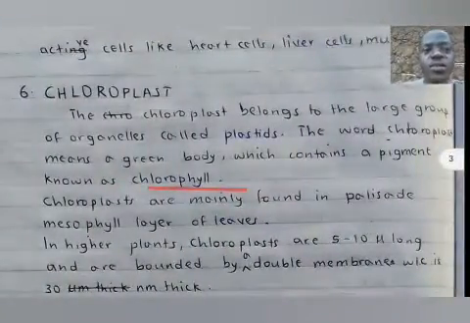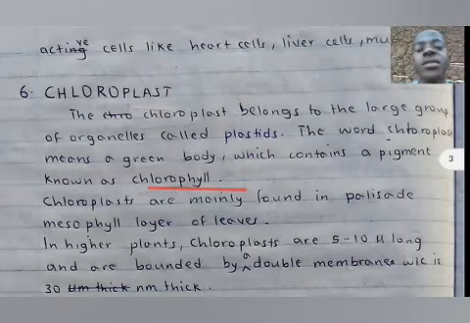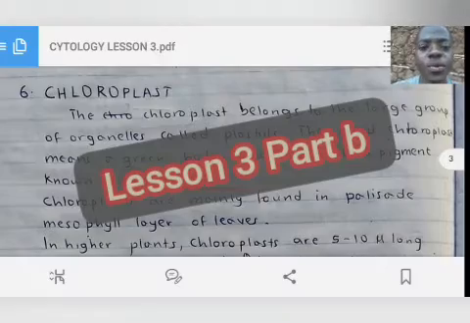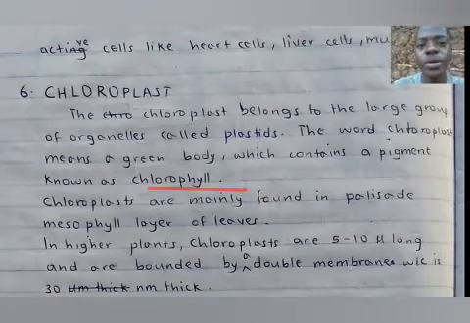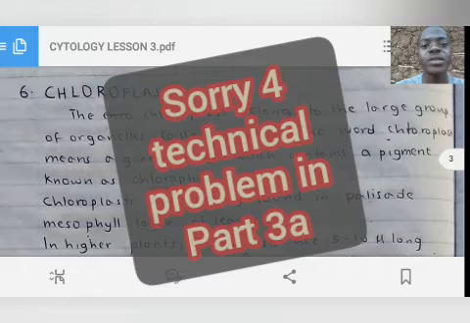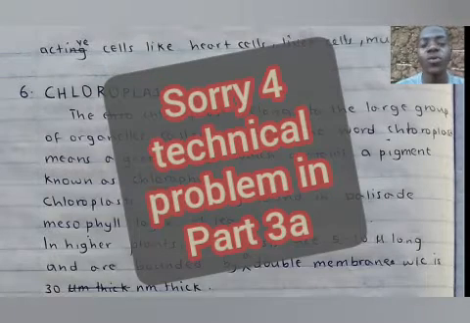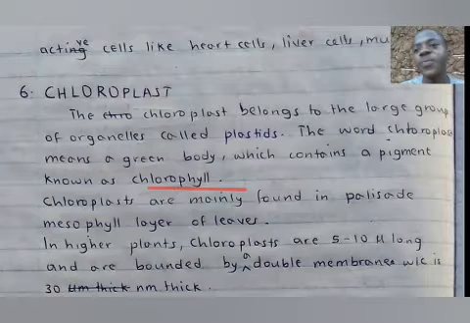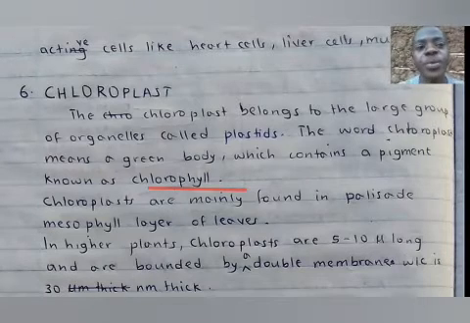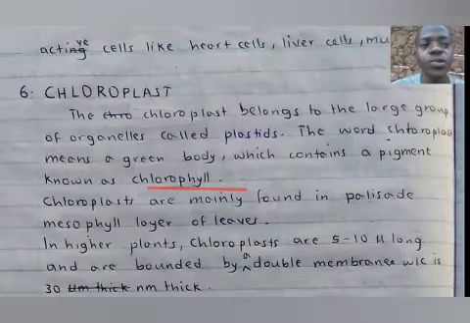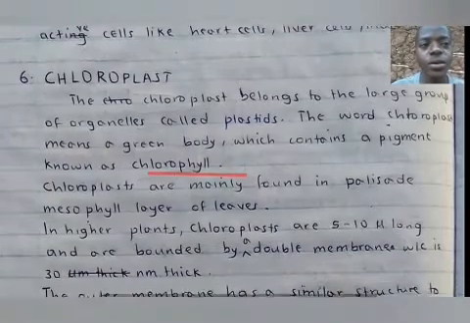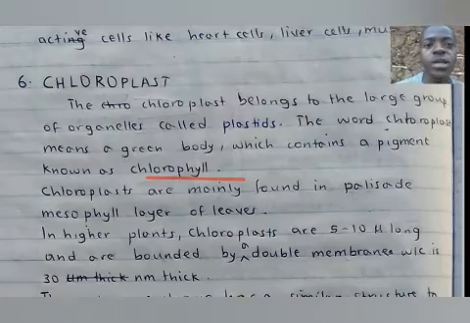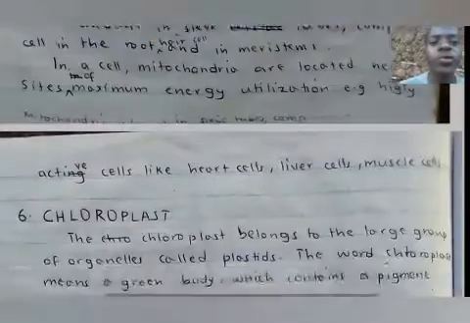Back to Cytology. This is lesson 3, part B. I'm sorry, in the other lesson we got some technical problems and the video was released late, so the other one was destroyed, so it is now part A and now this is part B. But I'm very sorry, be patient. This is lesson 3B of advanced level biology cytology, and we were on chloroplast.